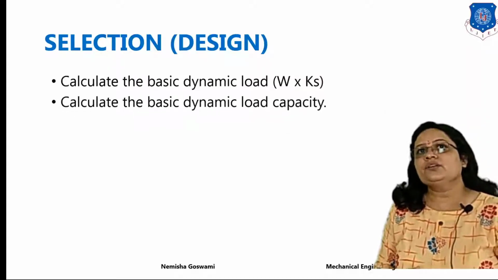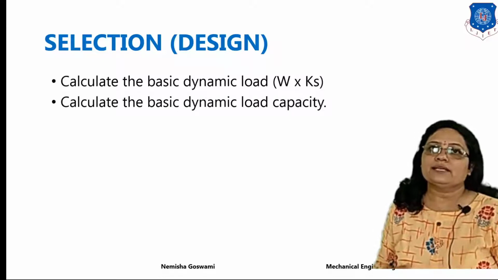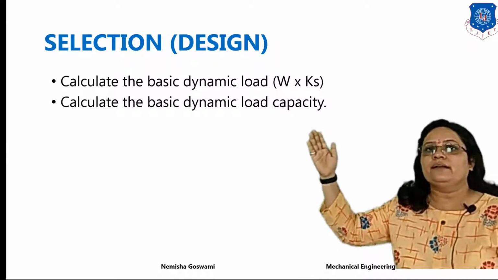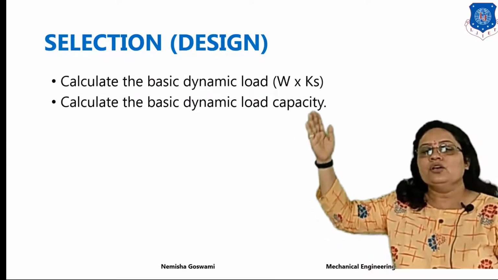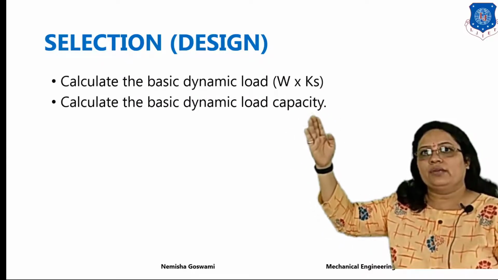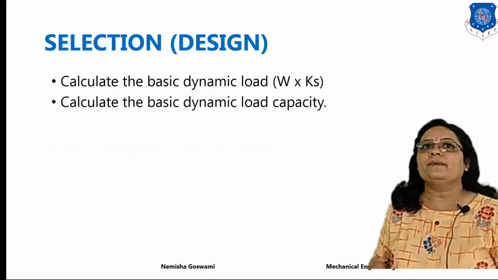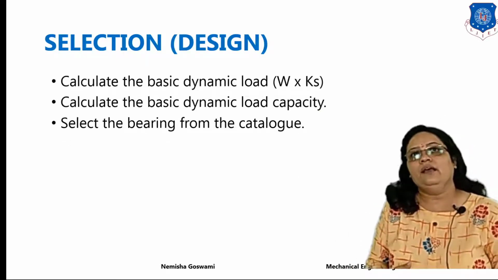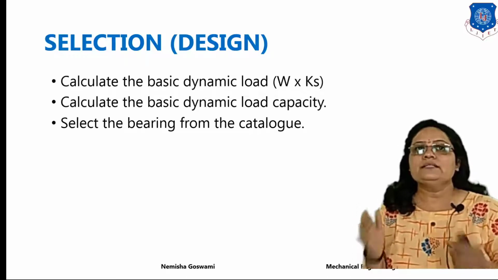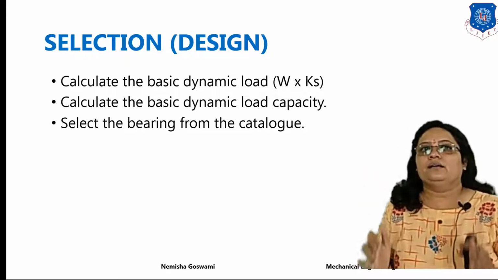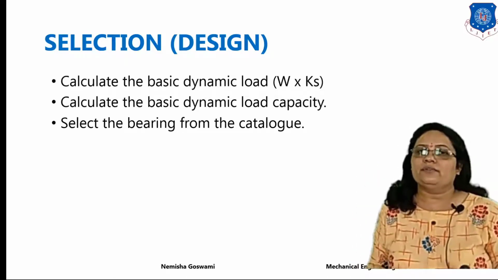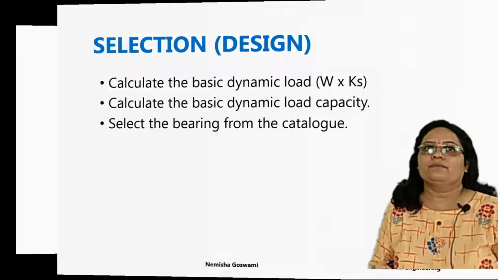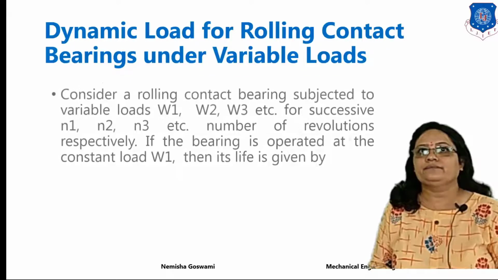And selection and design. So how to select or design a bearing? First of all, we have to convert the radial load into basic dynamic load. So we multiply W by Ks, right? And calculate the basic dynamic load capacity, and then we will select the bearing from the catalog. Catalog means standard bearing; the standard data of bearings is given in the design data book. So we will take that bearing from your design data book, right?